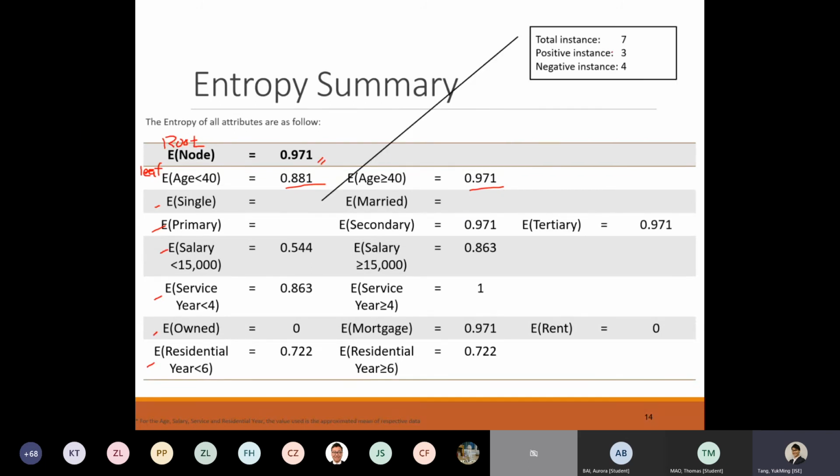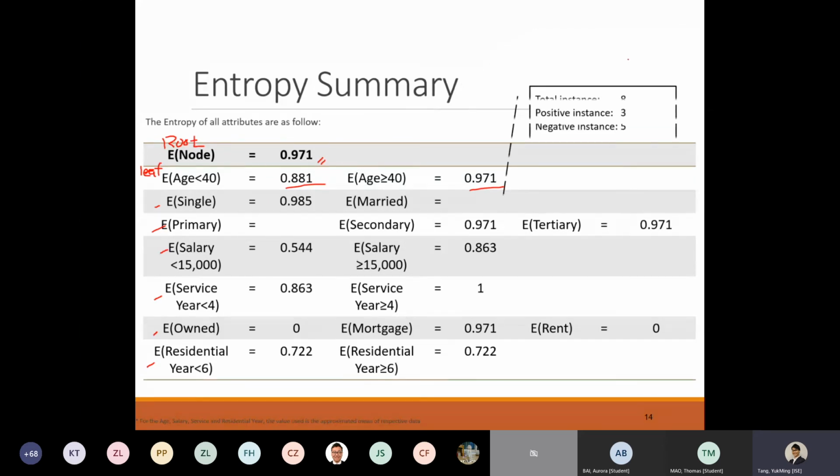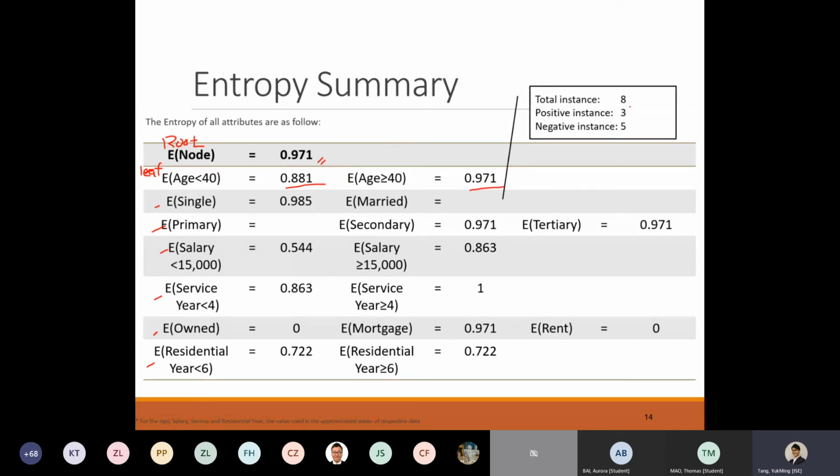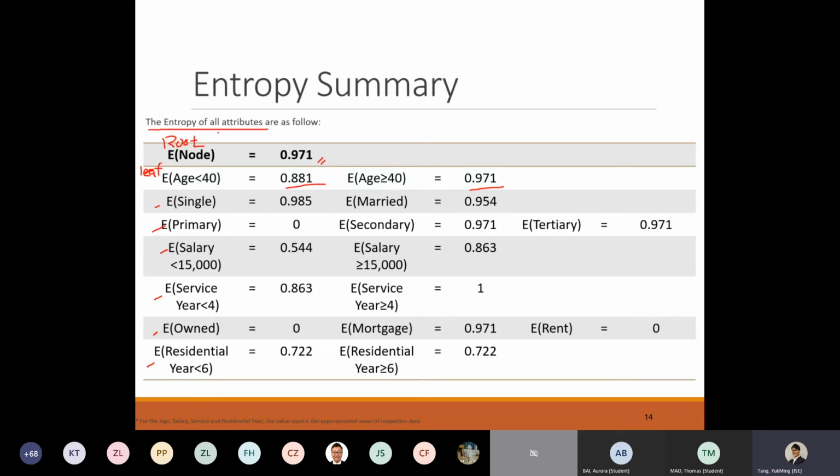For example, for status, we find that 7 of them are single and 8 of them are married. Of the 7 single, 3 are positive and 4 are negative. For the married ones, 3 are positive and 5 are negative. And so on. So you need to calculate the entropy of all attributes. Remember, calculate the entropy of all attributes.